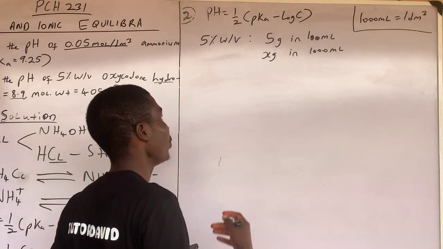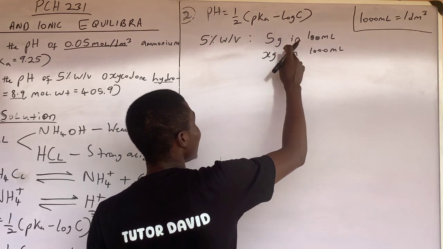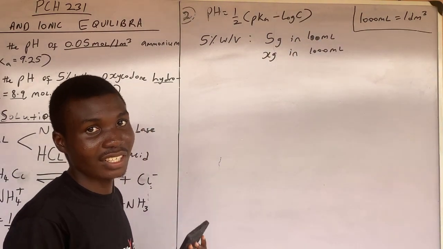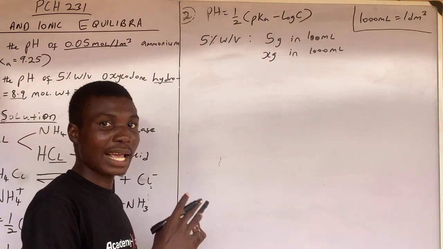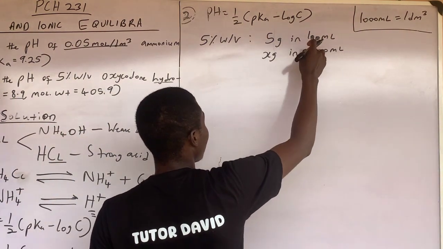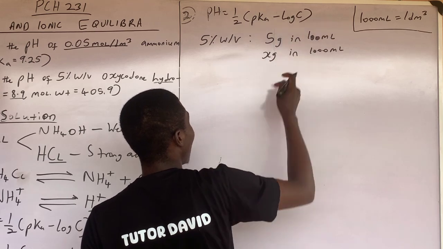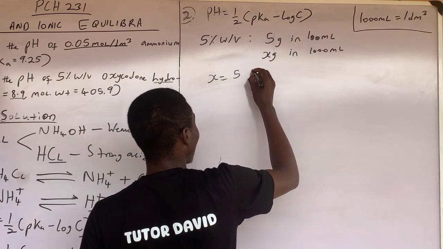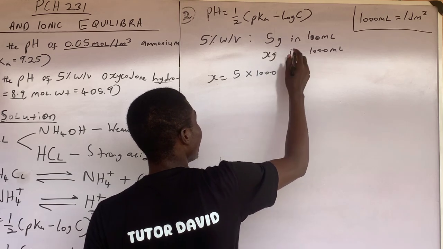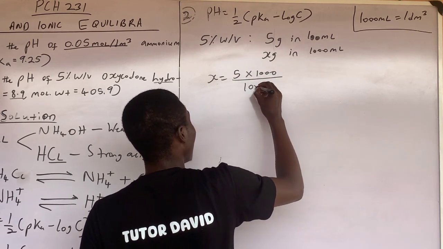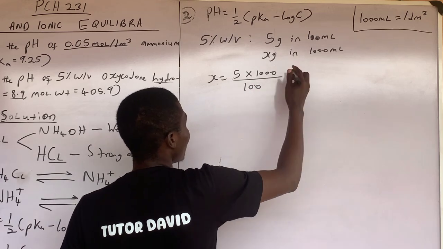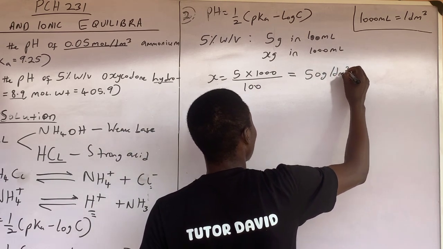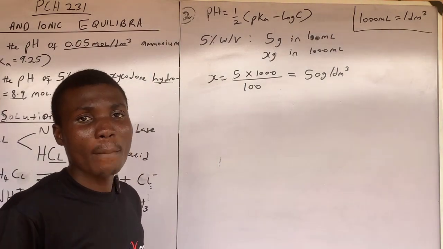That's our 1000 mL. And as you already know, how we do it is this times this divided by this, because in the previous videos you have seen me take my time to explain this. So we have x equal to 5 times 1000 divided by 100, and that is going to give us 50 gram per dm cube. But we're still not there. What we need is mole per dm cube.